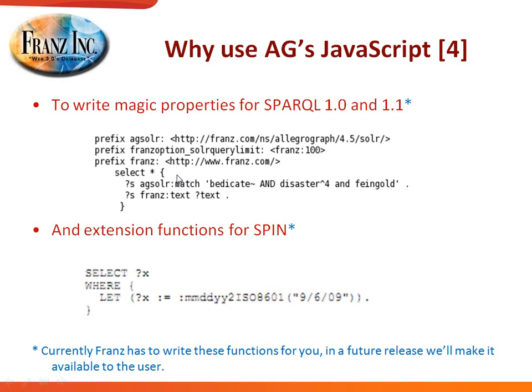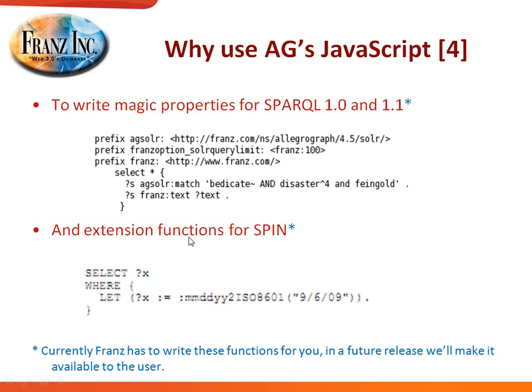And it would be nice if the users could write their own magic properties. And the same thing for SPIN. We now support SPIN, and in SPIN, you sometimes need to define your own functions. And in the SPIN standard, they propose JavaScript. Right now, we're not supporting it, but in the near future, we'll have a release where you can write all these magic properties and SPIN functions in JavaScript on the server side yourself.